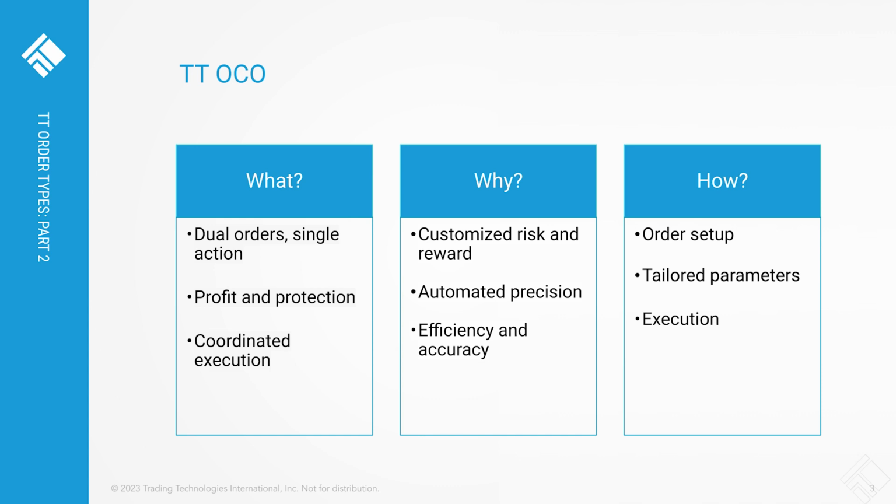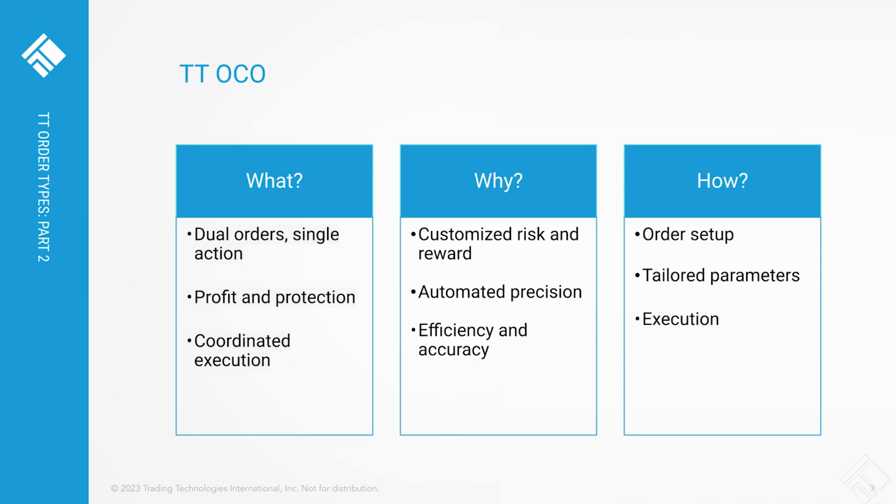First, we will cover the TT-OCO order type. What is a TT-OCO? Well, that's a one cancels other order, and it submits 2 orders of the same quantity at different price levels on the same side of the market. This order allows you to potentially lock in profits with a favorable move or prevent a downside loss without having to constantly monitor the position.